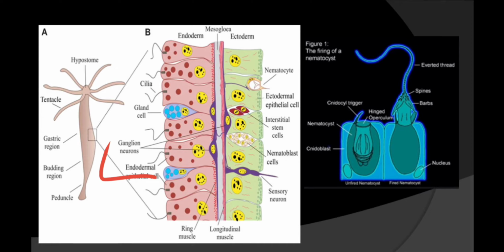Now see here, this is the nematocyte. This one is the unfired nematocyte, whereas this one is the fired nematocyte. You can see they have fired. These nematocyte cells contain poison, which enters the other organism and may paralyze it. So this is the main characteristic feature of this phylum.